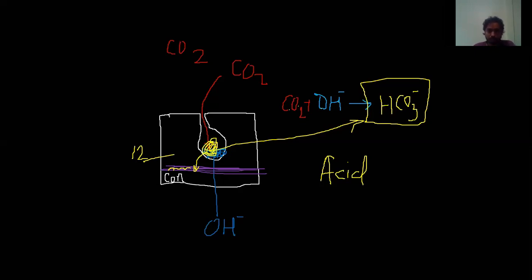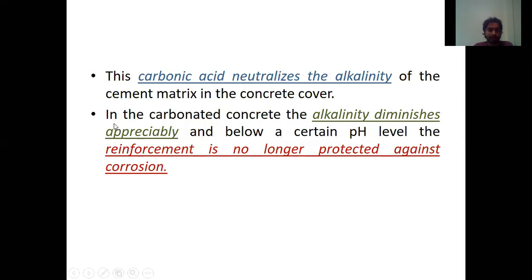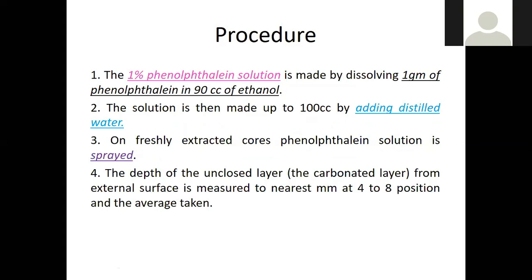Hope you understood all of this process. In carbonated concrete, the alkalinity diminishes appreciably, and below a certain level of pH, the reinforcement is no longer protected against corrosion. As we have seen, because of this diminution of alkalinity and decreasing pH level, the reinforcement is no longer protected against corrosion, and ultimately the corrosion is going to take place. Understood? Now, next comes the procedure.